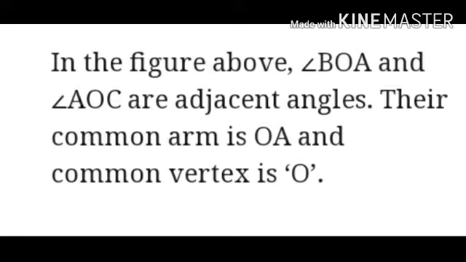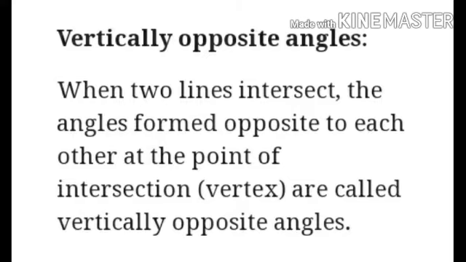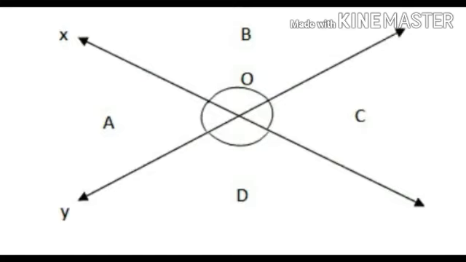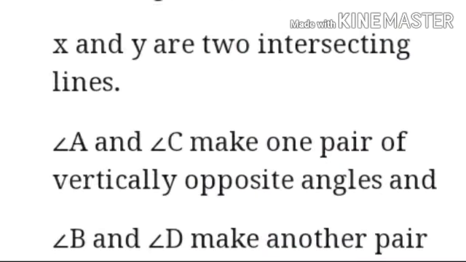Vertically opposite angles. When two lines intersect, the angles formed opposite to each other at the point of intersection are called vertically opposite angles. X and Y are two intersecting lines. Angle A and angle C are a pair of vertically opposite angles, and angle B and angle D make another pair.